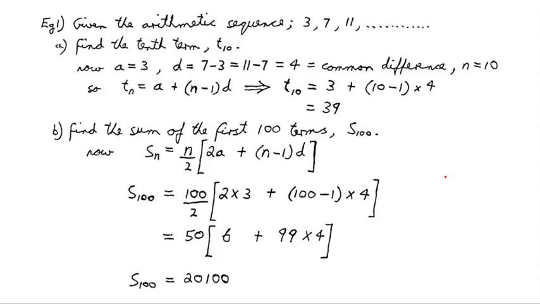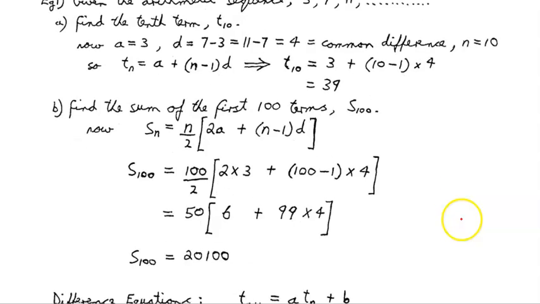Let's find the sum of the first 100 terms, S100. We know the first term and the common difference, so we'll use those. Sn is n on 2 times, in brackets, 2a plus n minus 1 times d. S100 is 100 on 2 times 2 times 3, the first term, plus 100 minus 1 times 4. When we do that, we have 6 plus 99 times 4, times 50, to give us 20,100.